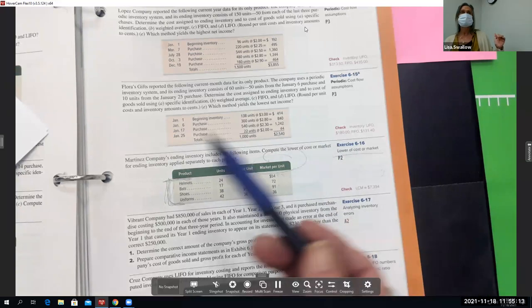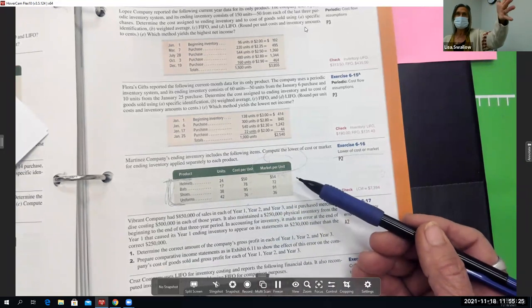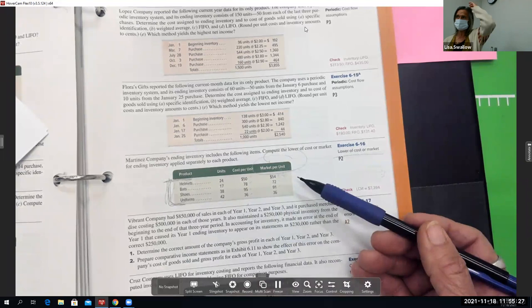Market for LCM is current replacement value. So I'm this big baseball uniform company headquartered in Lambert, Oklahoma. I sell all over the Midwest. Right now I'm at the end of my year and getting ready to do financial statements. I look at what it would cost me to bring in that same inventory into my warehouse. It has nothing to do with what I can sell them for.